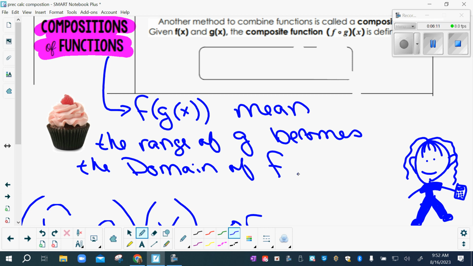It means when you plug in and get an answer for G, that's your range. That's now what you plug into F. It becomes the new domain, right? So really, this is the fancy way of saying, take the answer for G and plug it into F. And we go backwards. We take our first dude, plug it into G, plug it into F. Does that make sense?